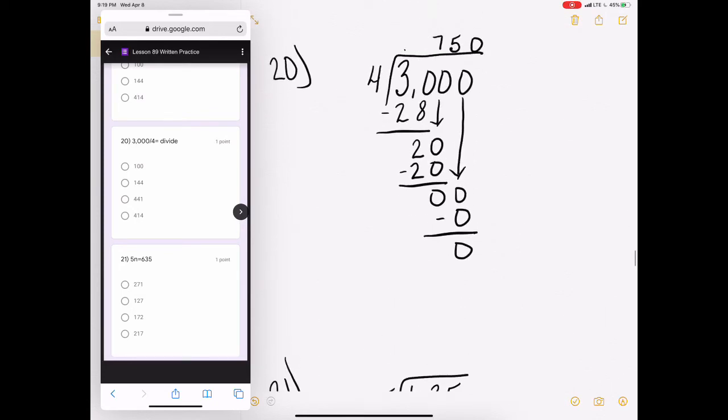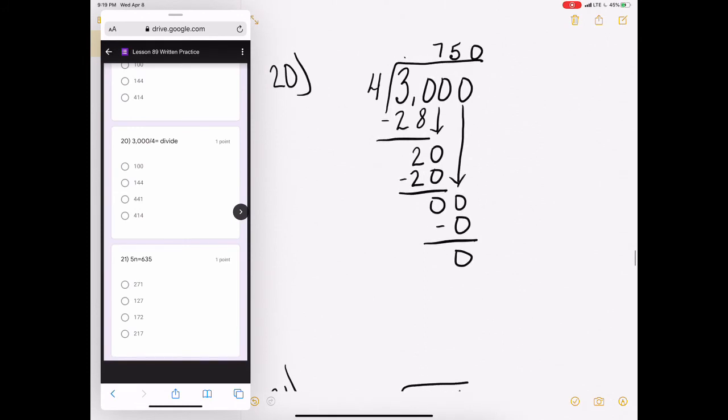Number 20 is 750. 3,000 divided by 4. Let me check my book again. Yes, that is the correct answer. I need to modify the answers on number 20.